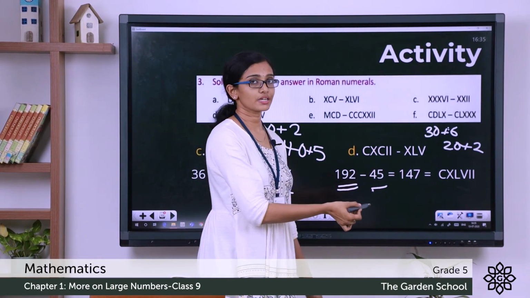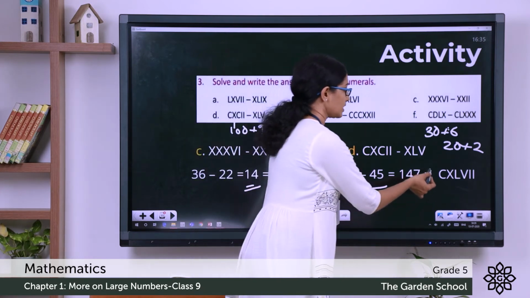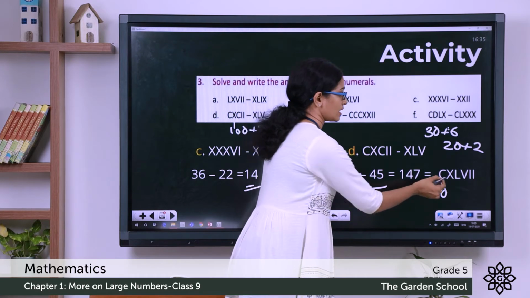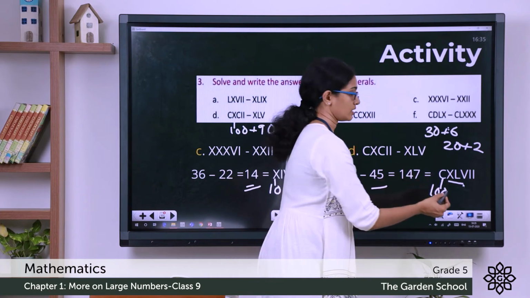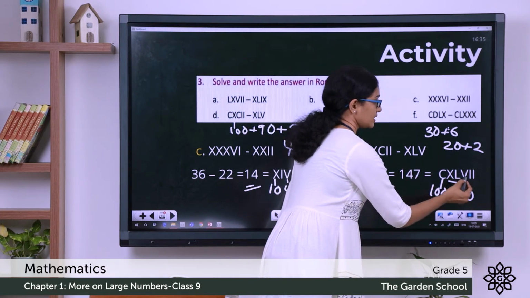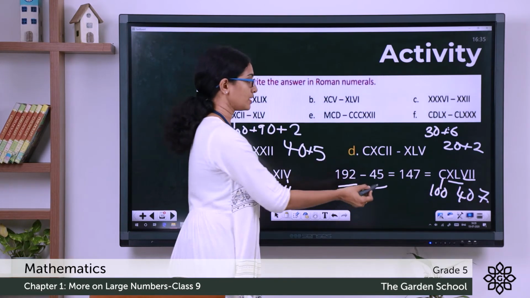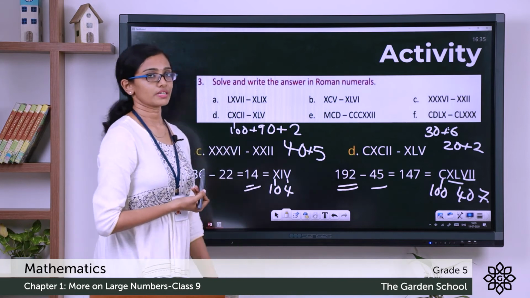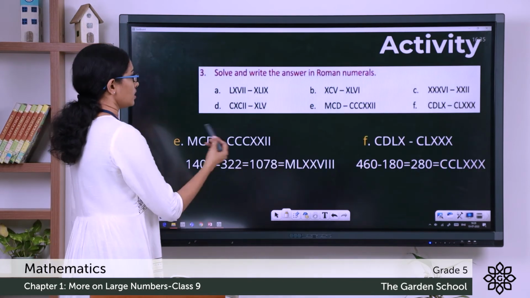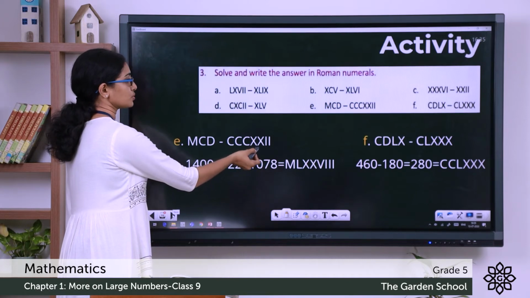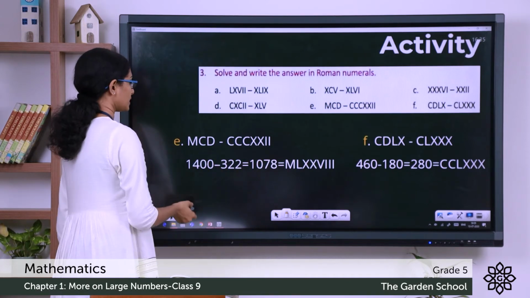How do we write 147 in Roman numerals? See, 100 is represented by C and XL represents an equivalent value of 40 and this represents 7. So 100 plus 40 plus 7 will give you 147. Now, question E. You have MCD minus 3 C's and then 2 X, then 2. Let's put the equivalent values.